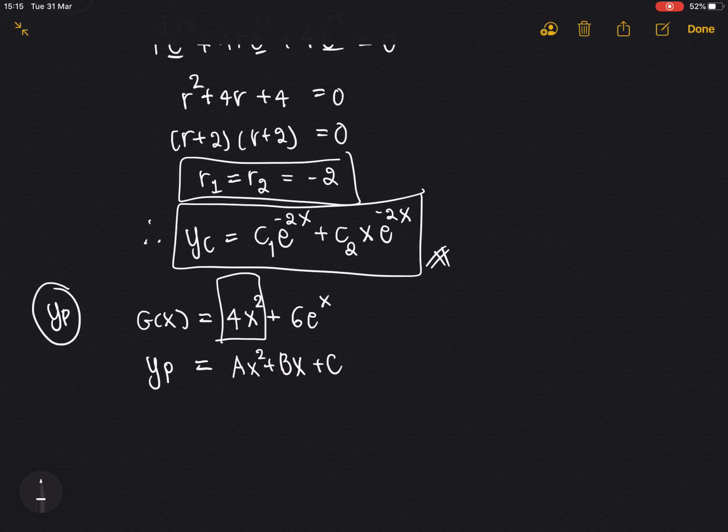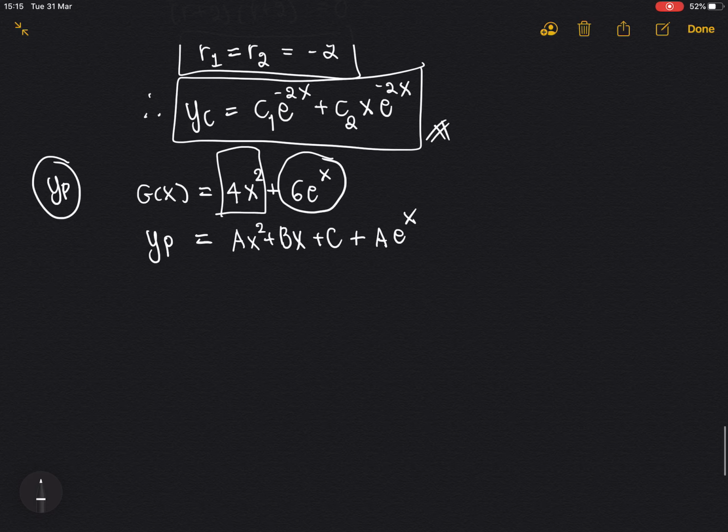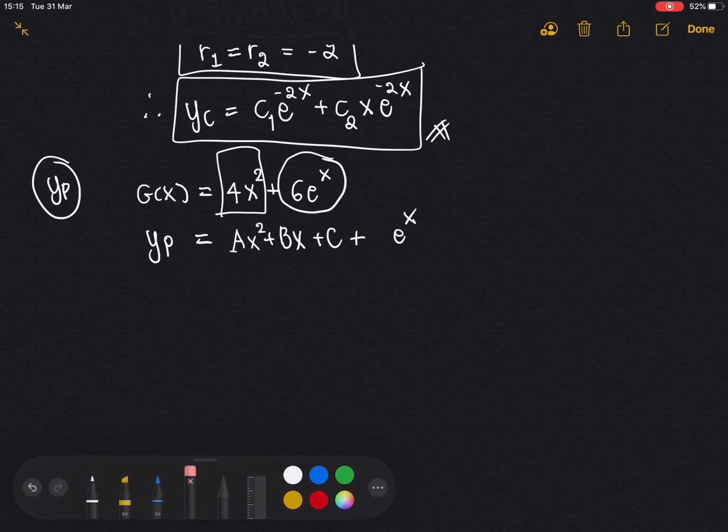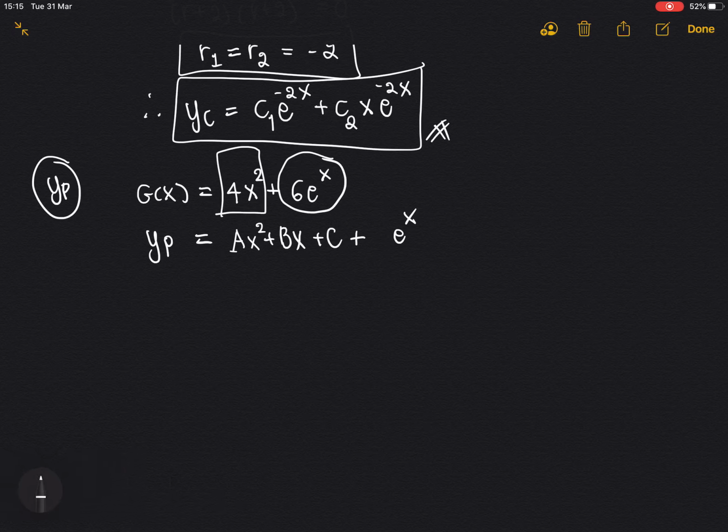And then for the exponential function, you have to make another estimation, which is equivalent to a multiplied with the exponential of x. But again, you have already used a, therefore in this case for the exponential you cannot use the constant a. So let me make that as d.